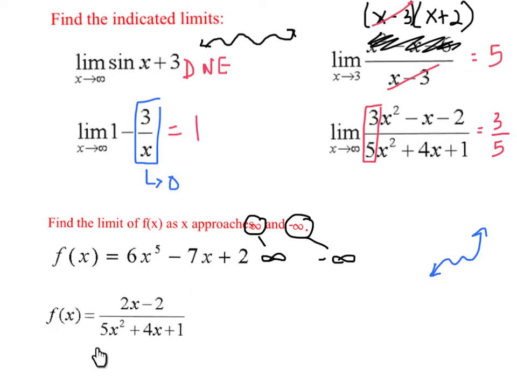And finally, here we've got the highest power in the denominator, 2x minus 2 or 5x squared. So if you recall, the asymptote is 0. That is also the limit, and it is in both directions. Okay, so both directions would be 0.